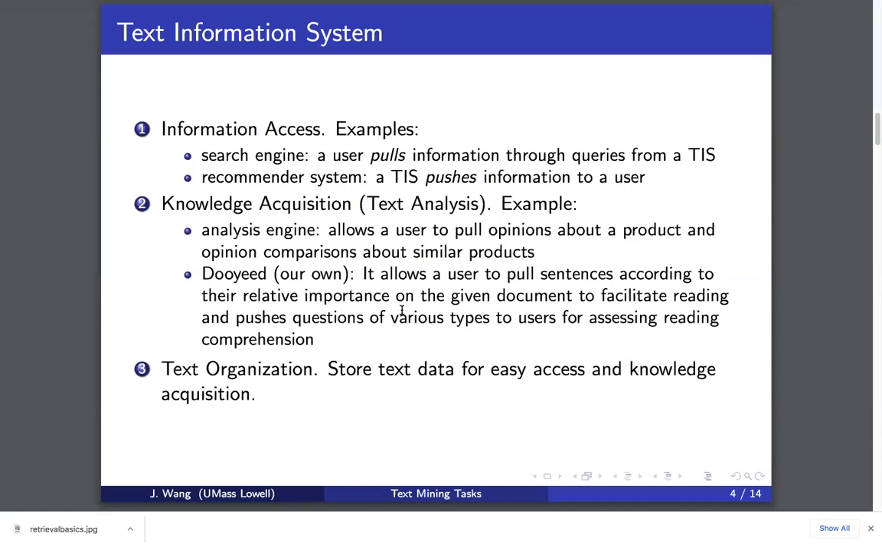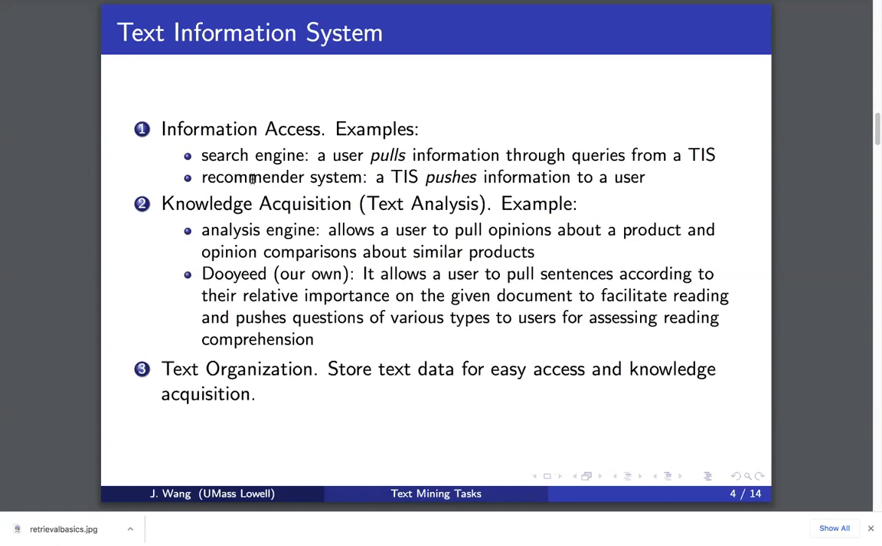The ultimate goal of text mining is to build a text information system, TIS. It consists of the following components. One is information access. The other is knowledge acquisition, sometimes called text analysis. And then text organization, which is how these texts are organized. For information access, the first example is the search engine. In a search engine, a user pulls information by making queries to the TIS to retrieve text data that match well with the queries or text documents.